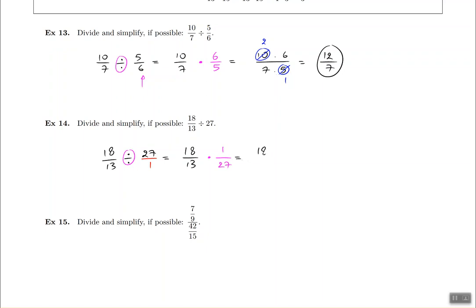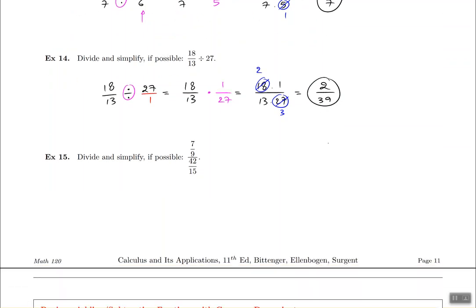So now it's 18 times 1, all divided by 13 times 27. Again, before you multiply, look for things that you can reduce. For instance, 18 and 27 can both be divided by 9. This gives us 2. This gives us 3. So 2/39 is the final solution.